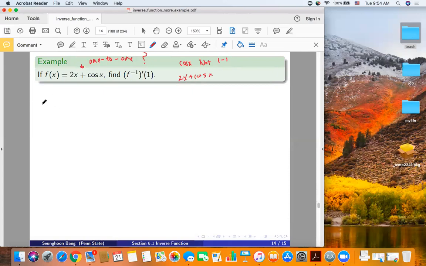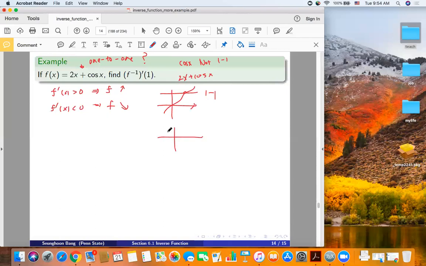Do you know this one? f prime of x is positive. So what does it mean? The graph of f is increasing. f prime of x is less than 0, f is decreasing. What happens with an increasing function? You can draw a horizontal line, and this is always 1-to-1.